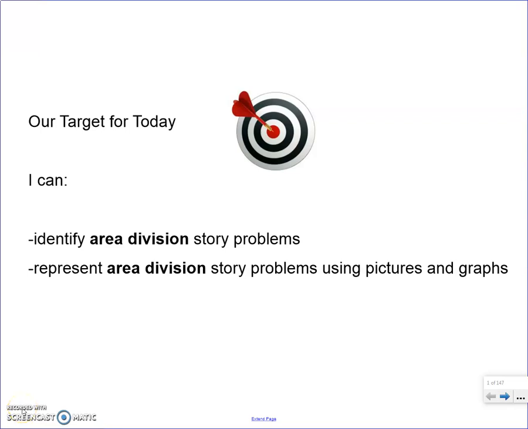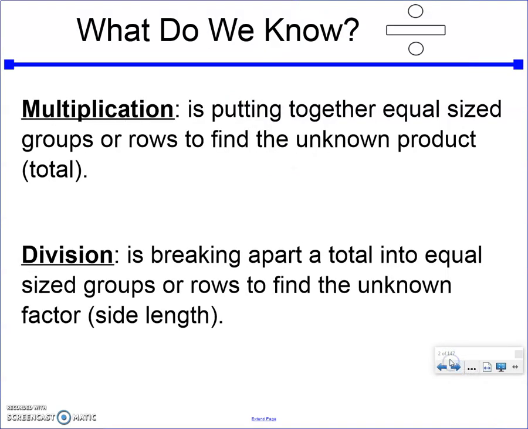Good morning, third grade. Our targets for today are: I can identify area story problems, and I can represent area division story problems using pictures and graphs. Let's review what we already know about division.